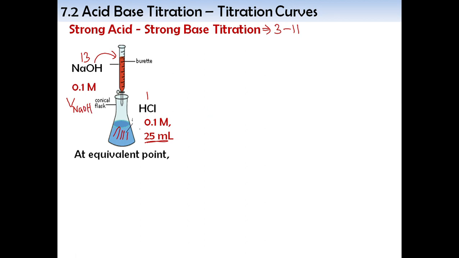So, we know that the mole is equal at equivalent point. So, we can use this formula: MAVA over MBVB equals A over B. A over B is the stoichiometry. NaOH plus HCl, the stoichiometry is 1 to 1.